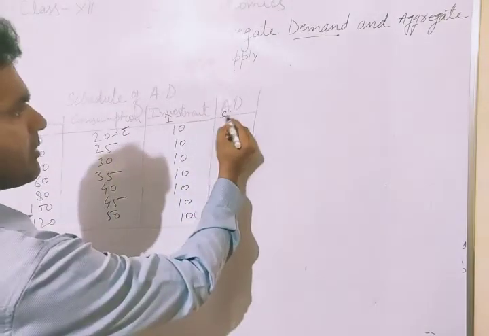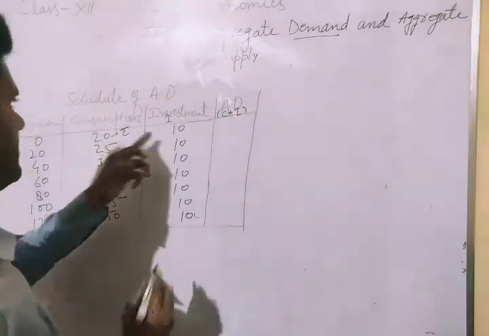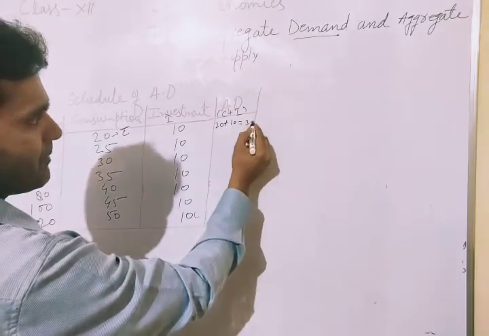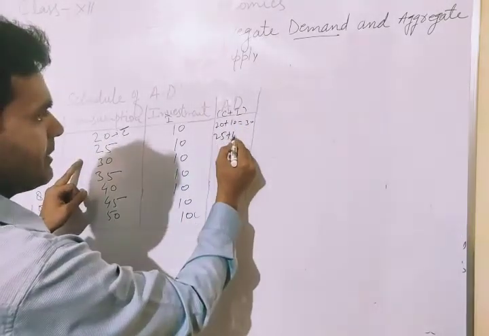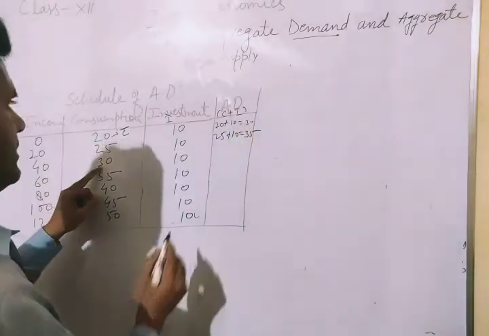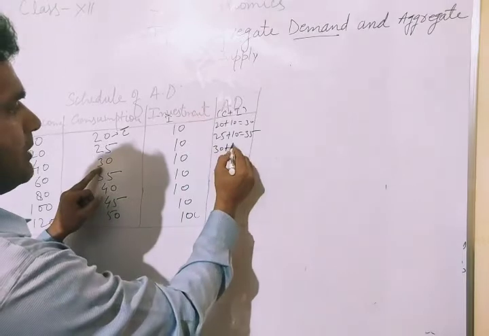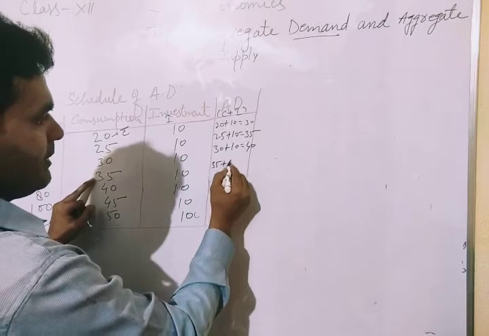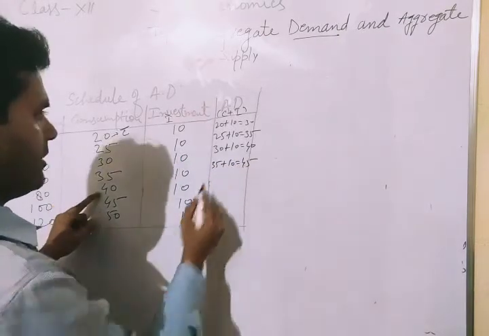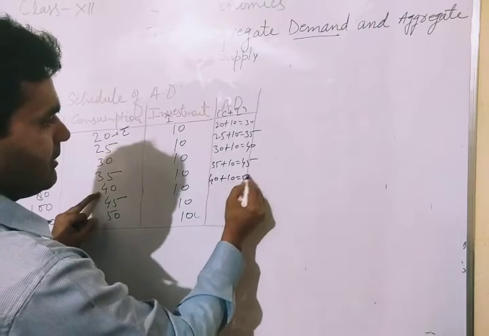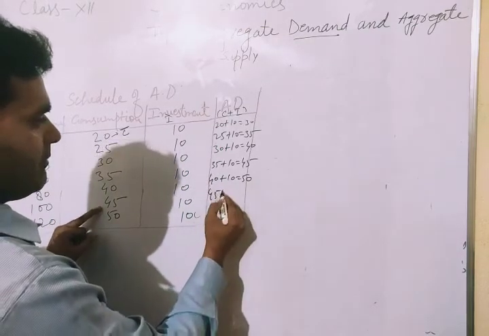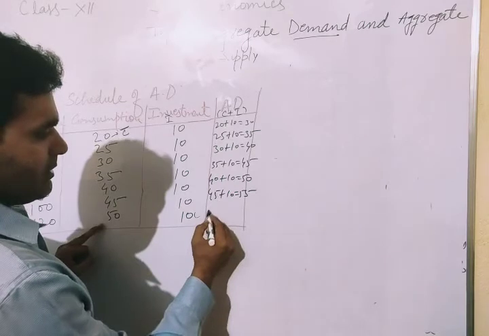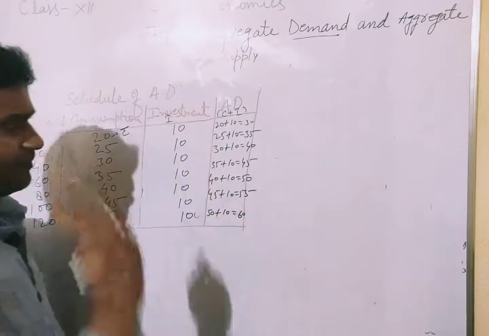So AD is nothing but the combination of C plus I. So here we add together 20 and 10, it becomes 30. Then 25 plus 10, it becomes 35. Then 30 plus 10, it becomes 40, and 35 plus 10, it becomes 45. 40 plus 10, it becomes 50, and 45 plus 10, it becomes 55, and 50 plus 10, it becomes 60.